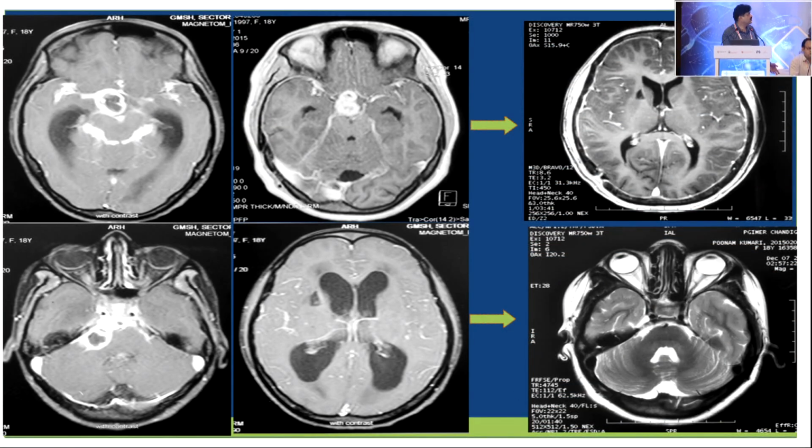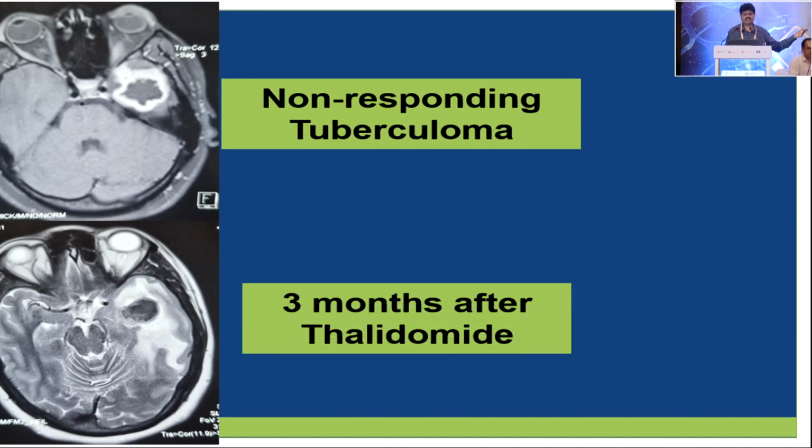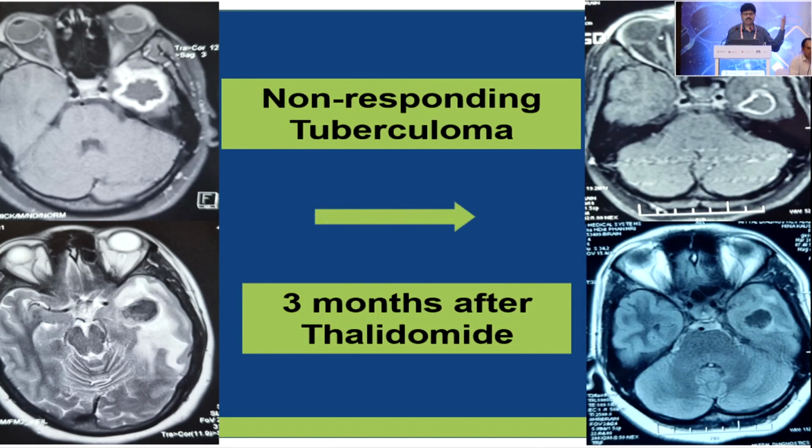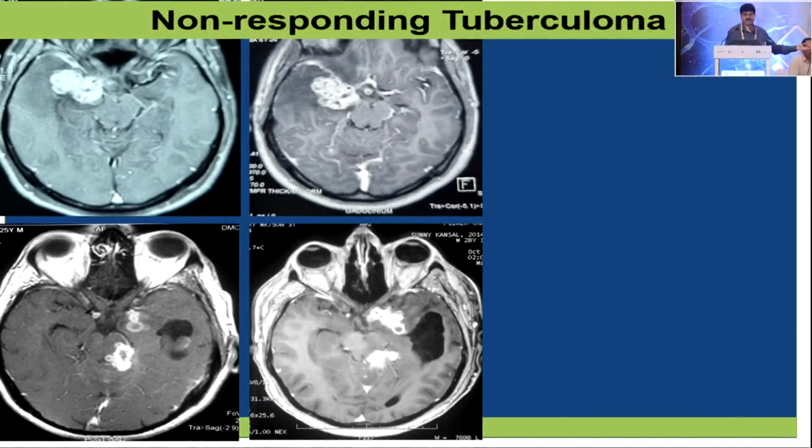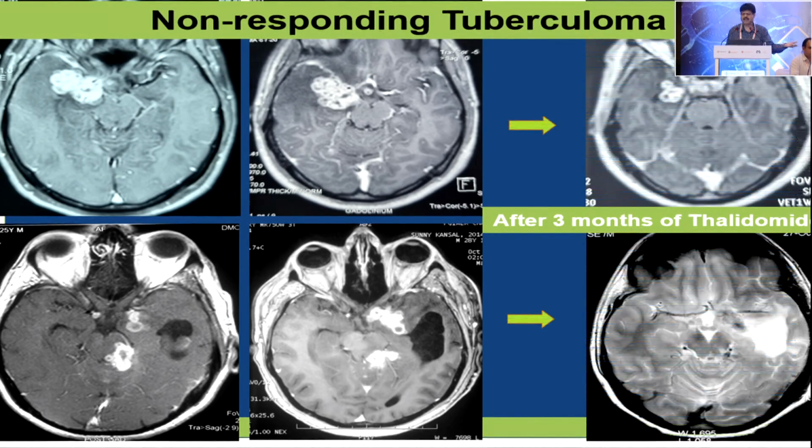Again, a paradoxical response after taking ATT and on steroids, worsening, and this is what we got after starting thalidomide. Another non-responsive tuberculoma, 3 months of thalidomide, it is looking quite quiescent. Another tuberculoma presenting as optochiasmatic arachnoiditis, bilateral vision loss, not responding to conventional therapy, given thalidomide, responds very well.